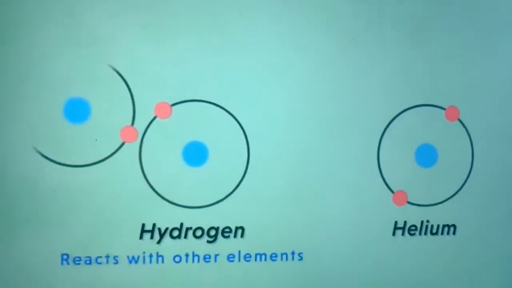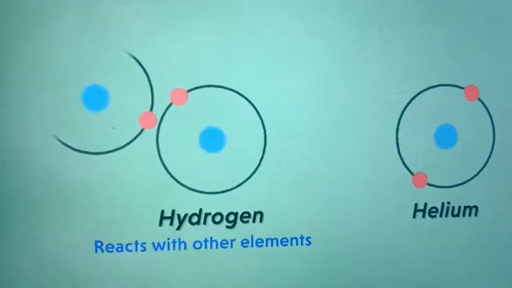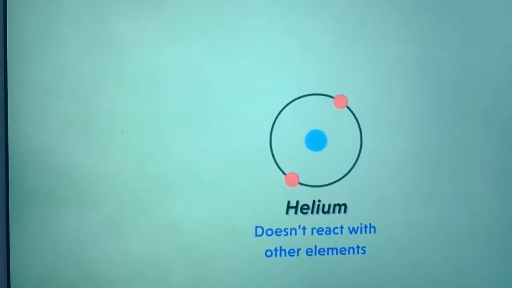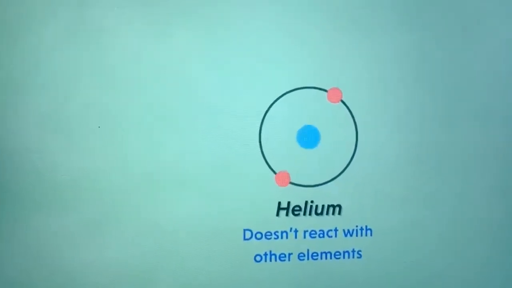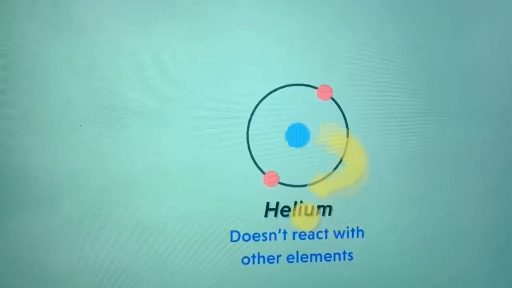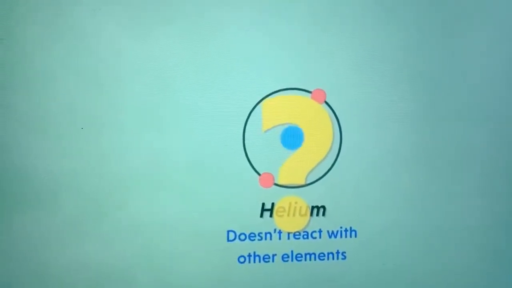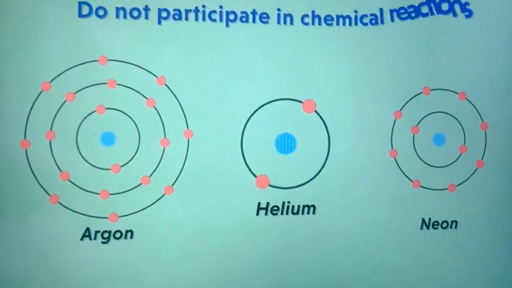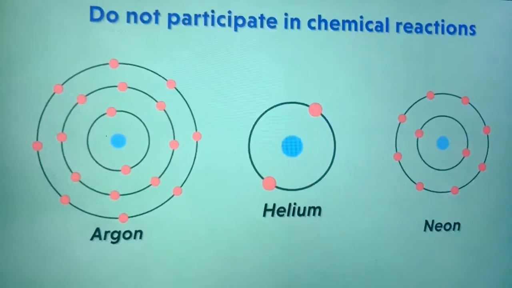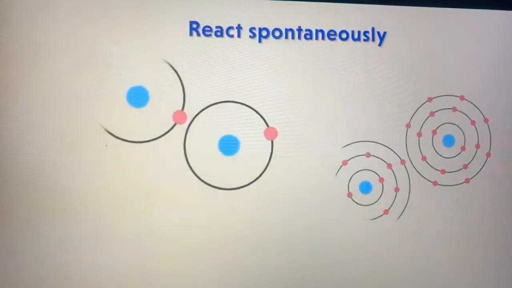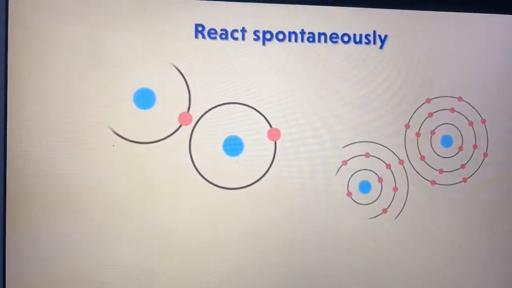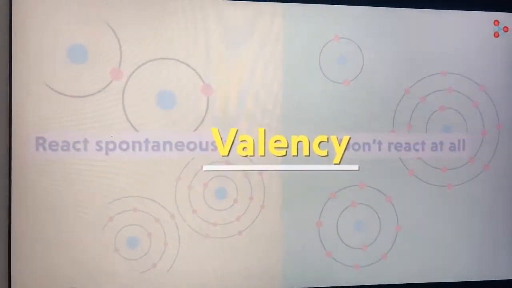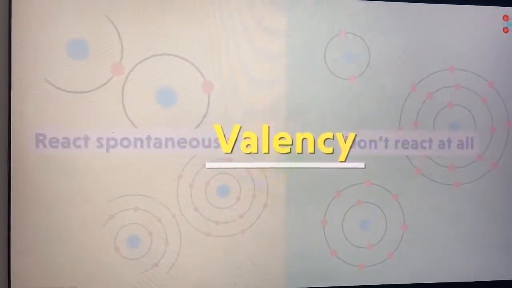For bonding, these things are very much required. Hydrogen is capable of reacting with several other elements, while helium never really does. Helium is a quiet, unreactive element that does not participate in reactions. But have you ever wondered why? What makes helium and many other elements like neon and argon not participate in chemical reactions? And another question we would have is what makes other elements react spontaneously with each other? The answer is valency. Yes, one of the most important factors for reaction is the concept of valency.